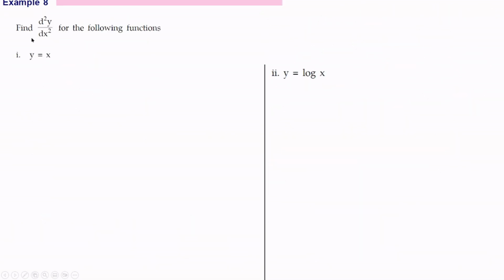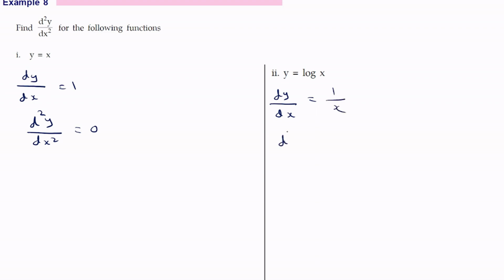Now let us continue. Find the second derivative for the following functions. The first one, y equal to x. So here dy by dx equal to 1. So d square y by dx square, 1 is a constant, so derivative of 1 is 0. Here dy by dx will be derivative of log x, which is 1 by x. Then d square y by dx square, it is derivative of 1 by x. So derivative of 1 by x is minus 1 by x square.